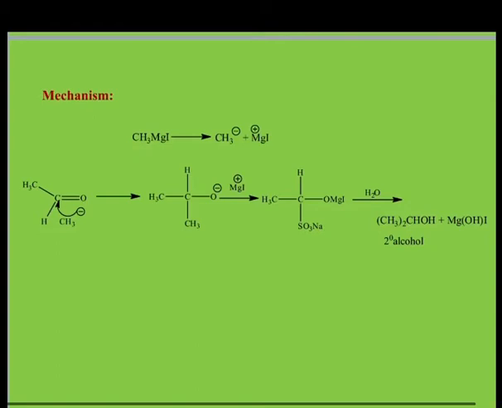Mechanism. First, Grignard reagent undergoes ionization to give the carbanion. This acts as a nucleophile. This attacks the carbonyl carbon, followed by the attachment of magnesium iodide ion to the carbonyl oxygen. Finally, on hydrolysis, the above addition product gives the corresponding alcohol.